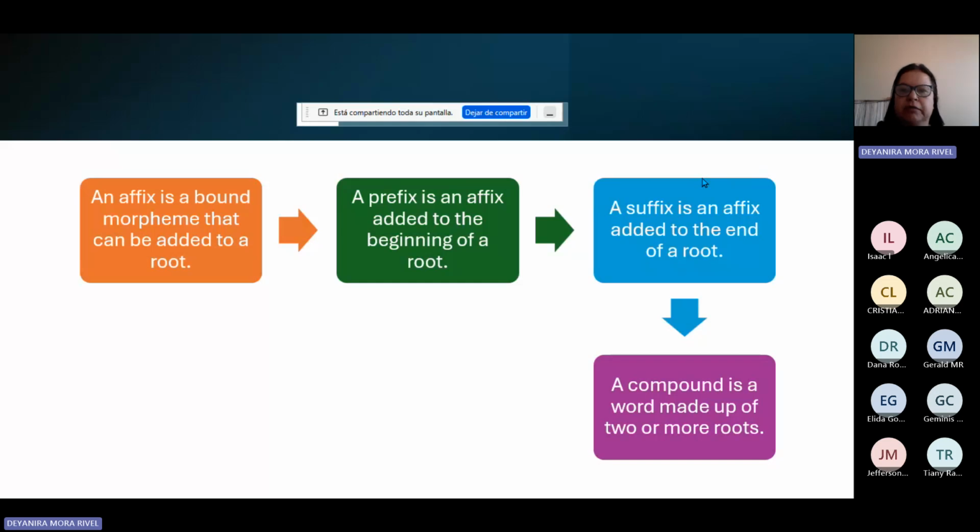A verb changes to a noun. So to govern and a government would be another word, right? But it's made of two morphemes, ment and govern. And then we have compound words. I think that you guys already know a lot of compound words, and they are easy to spot. And it's made of two or more roots.